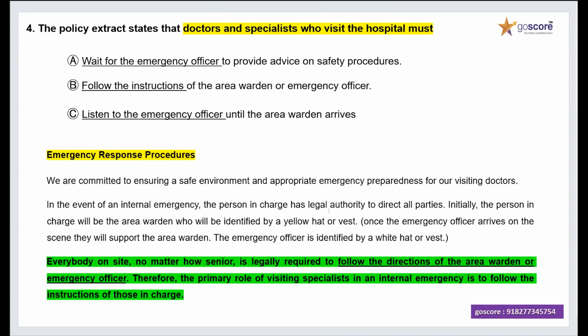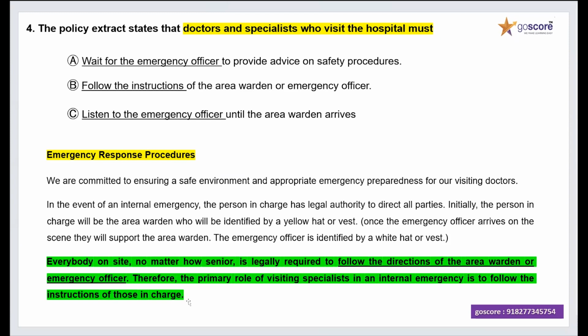So firstly, who will be the in charge? Area warden. Correct? You can identify him with a yellow hat or vest, and the emergency officer with a white hat. So once the emergency officer arrives on the scene, they will take over from the area warden. Who will arrive initially? The area warden. What they have mentioned here in option C, listen to the emergency officer until the area warden arrives, is the opposite statement, right? So option C is the wrong answer. Am I right? Now, any doubts regarding this?